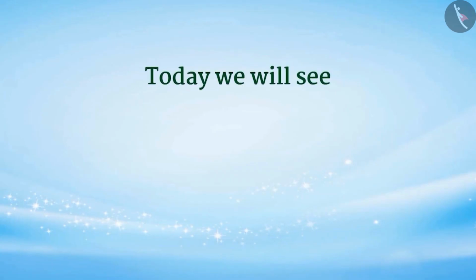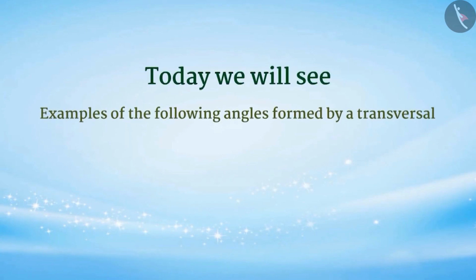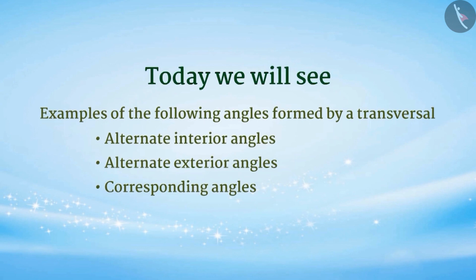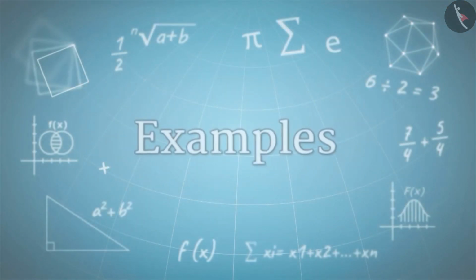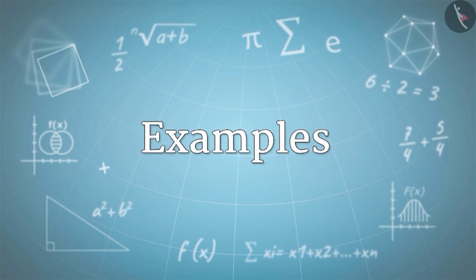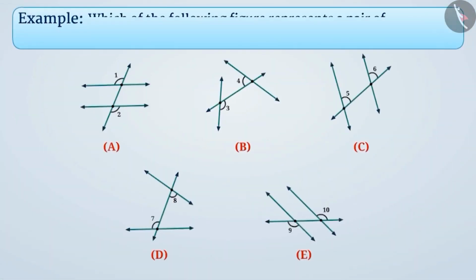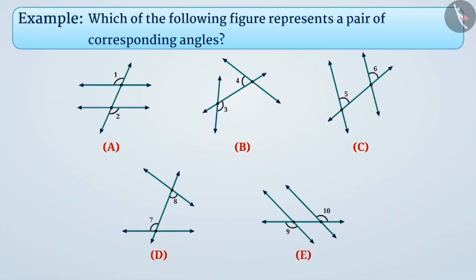Today we will see some examples of the following angles formed by a transversal. Which of the following figures represents a pair of corresponding angles?